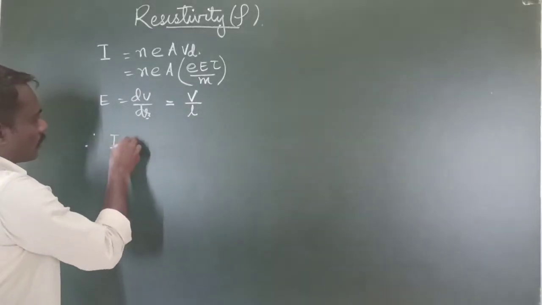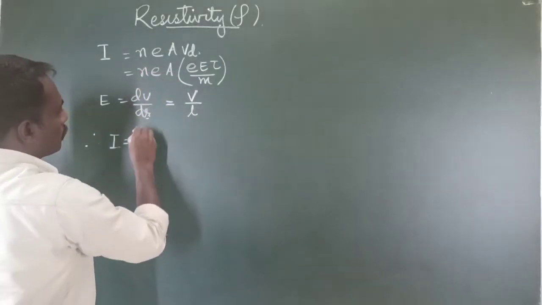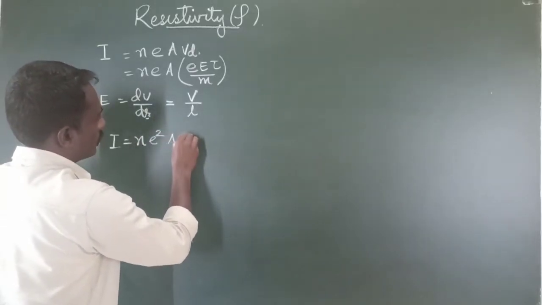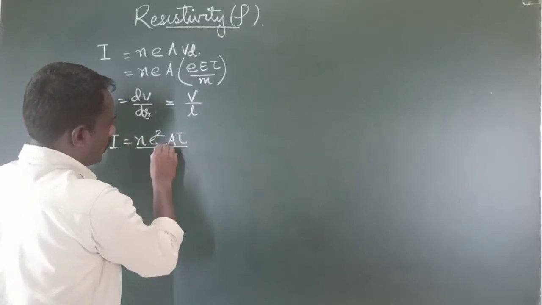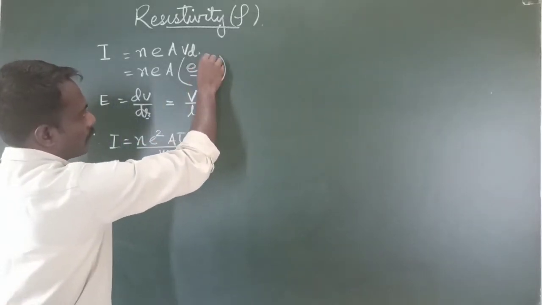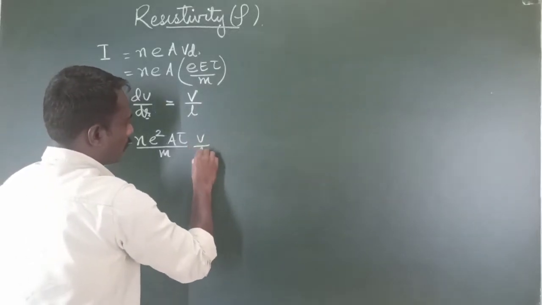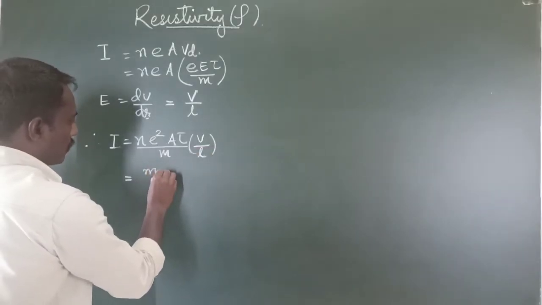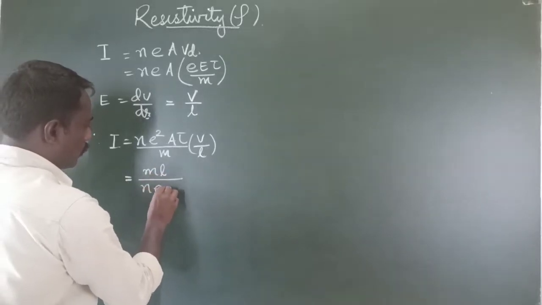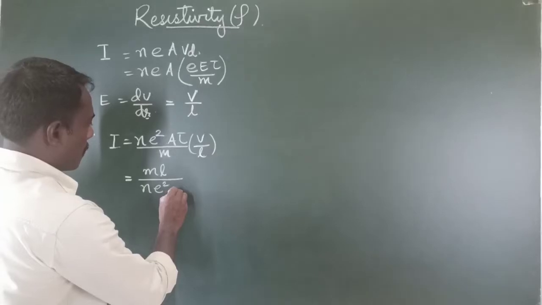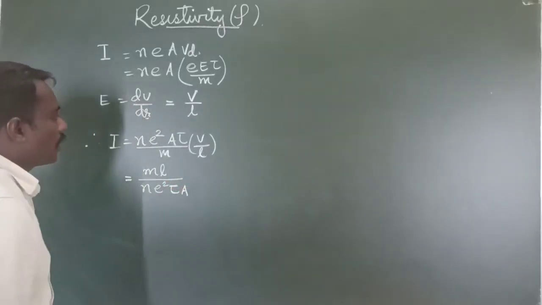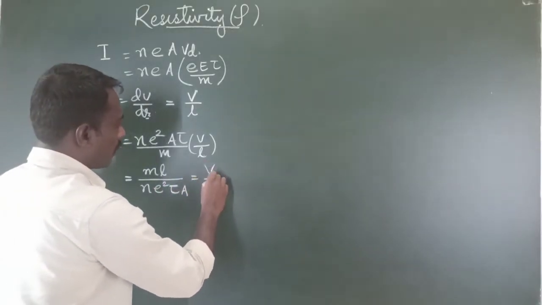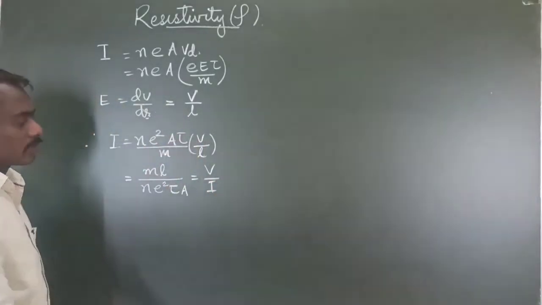Therefore, the equation can be rewritten as N E square A tau by M, and now the term E we are taking out and can be written as V by L. Now on simplification we can get M L divided by N E square tau A, and this can be written as a ratio equal to V by I. So this I and V we will take out as the ratio V by I.